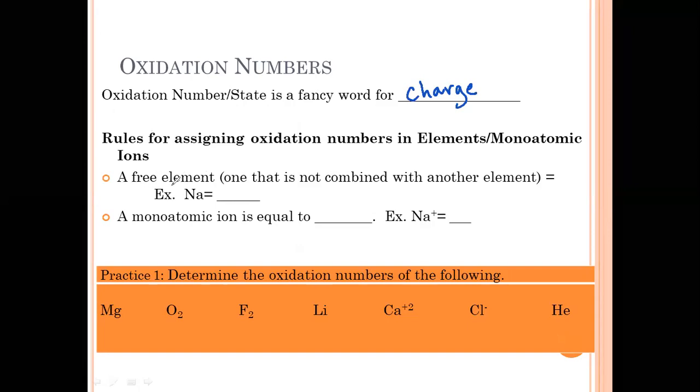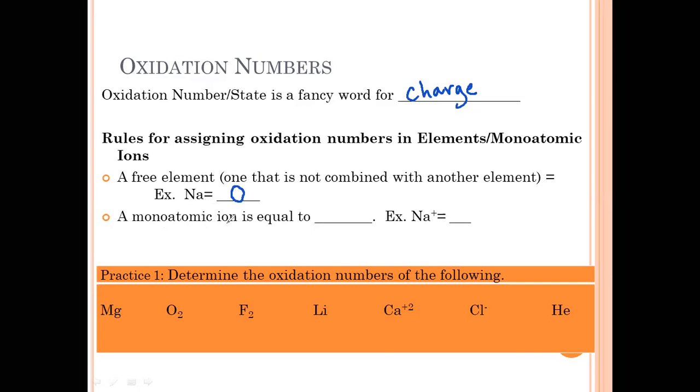Okay, so rules for assigning oxidation numbers in elements or monoatomic ions. A free element, that means just when an element is written by itself, not connected to anything else, the charge is always 0. So like if we have a piece of sodium, it would be a 0 charge. Likewise, if you're holding like a piece of aluminum foil, its charge is 0.